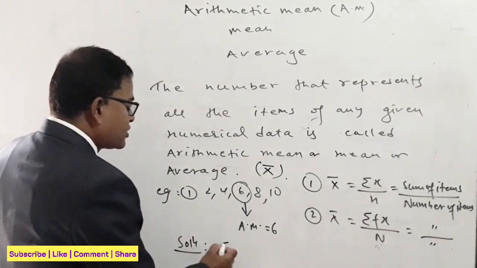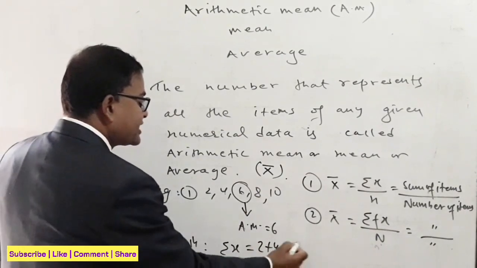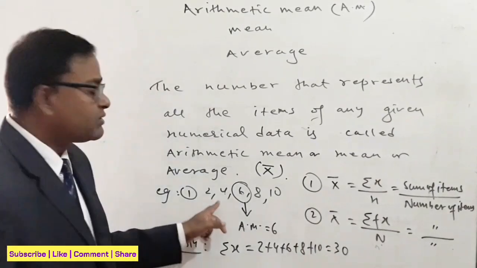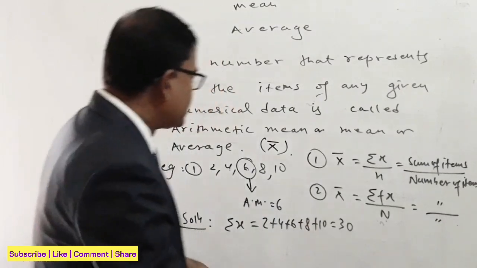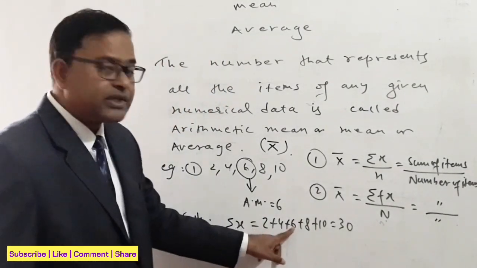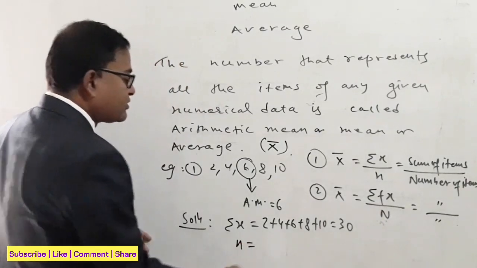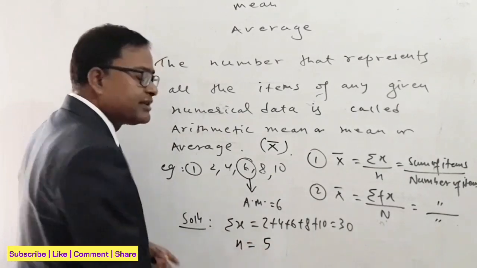So first we have to find out summation x, that means the sum of given items: 2 plus 4 plus 6 plus 8 plus 10, which will be equal to 30. The sum of the items of given data is equal to 30. 2 plus 4 is 6, 6 plus 6 is 12, 12 plus 8 is 20, 20 plus 10 is 30. Now we have to find out the number of items: 1, 2, 3, 4, 5. So there are altogether 5 items.